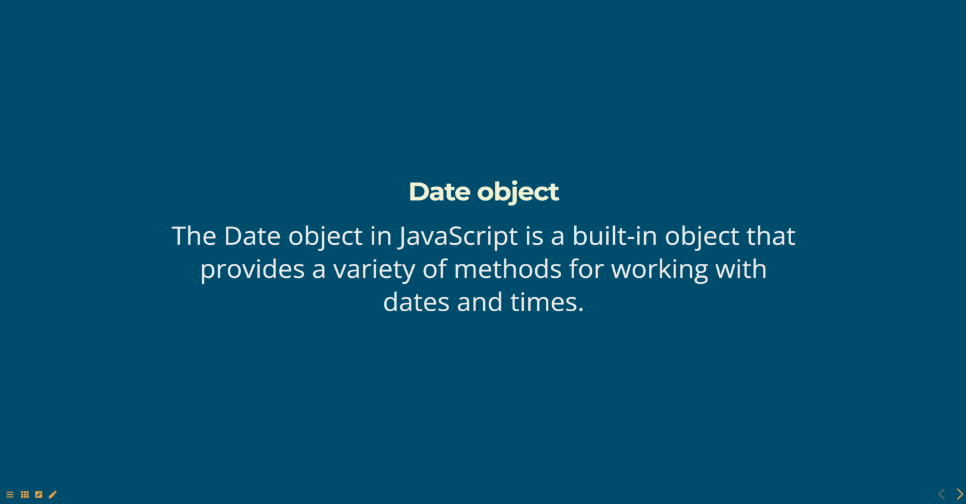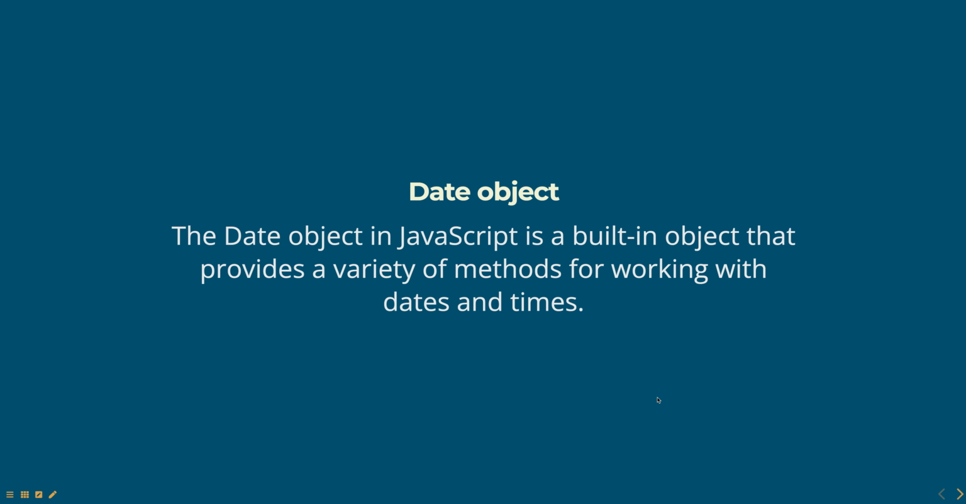The date object in JavaScript is a built-in object that provides a variety of methods for working with dates and time. It can be used to get the current date and time, to compare dates, and to perform arithmetic with dates.